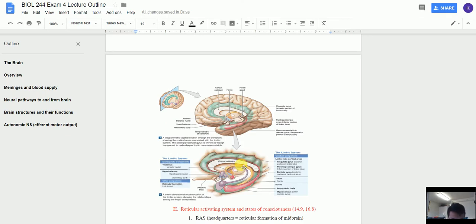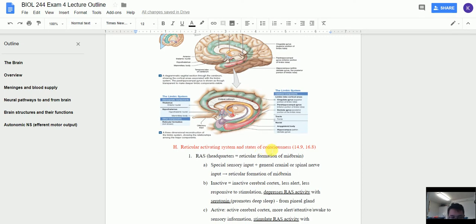Here's a picture of your limbic system. The limbic system includes your thalamus, hypothalamus, and reticular formation, which cannot be seen. So there's your thalamus and hypothalamus parts, right there.